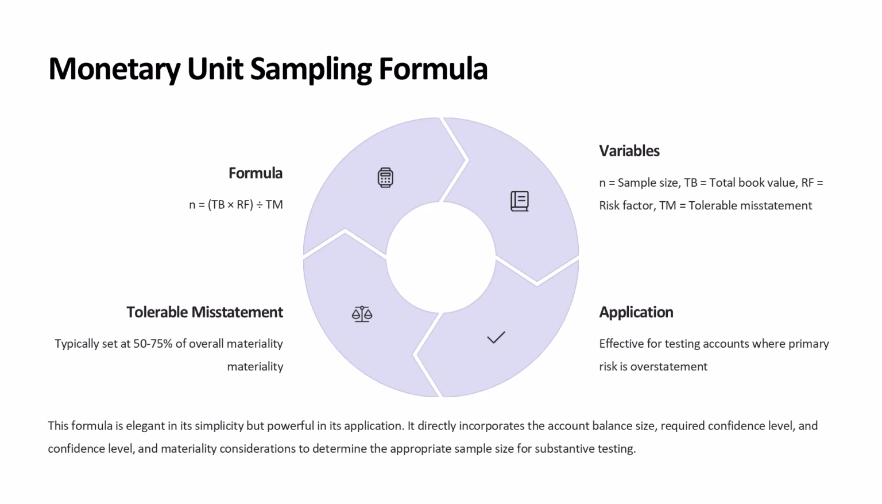For monetary unit sampling, which is what most firms use for substantive testing, here's the formula that will save your career. N equals TB times RF divided by TM, where N equals sample size, how many items you're testing, TB, total book value, the account balance, RF, risk factor based on your confidence level, and TM, tolerable misstatement, how wrong is too wrong. This formula is elegant in its simplicity but powerful in its application.